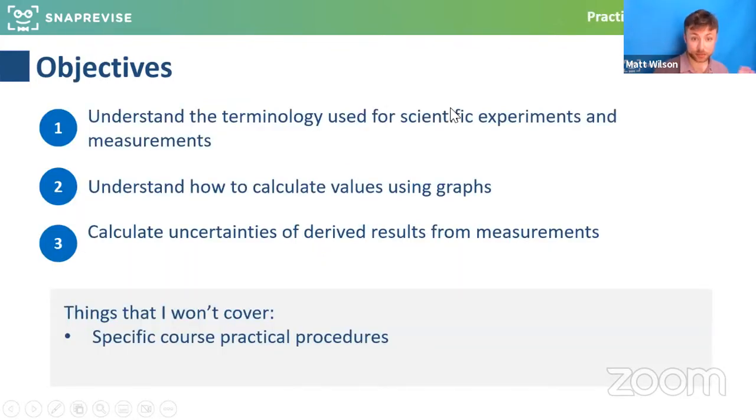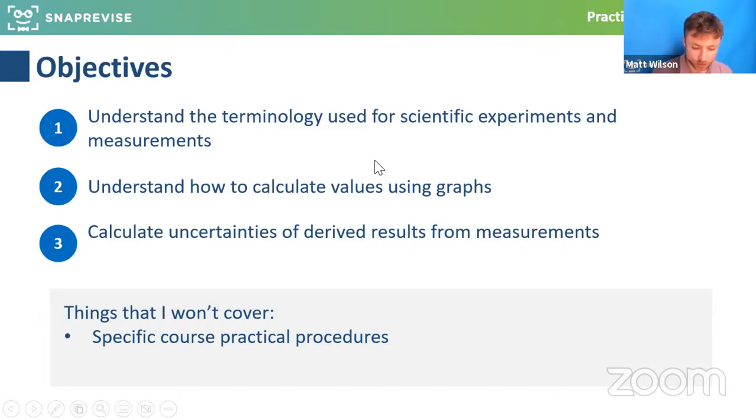I said today was about practical skills, and we've got three main objectives, three things we want to learn about practical skills, or experimental skills, as another way of thinking of this. The first thing is the theory of experiment. We're going to try and understand the terminology used for scientific experiments and measurements. We're going to talk about things like precision and accuracy, random error, systematic error, those kinds of concepts.